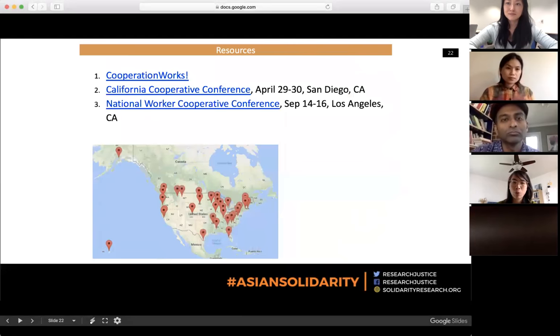And I just wanted to wrap up with some resources for you all. So Cooperation Works is a network of co-op developers, and there's a map below from their website of where they're located. And I just highly encourage that you reach out to a co-op developer to understand what steps are next or for help that are helpful for you.